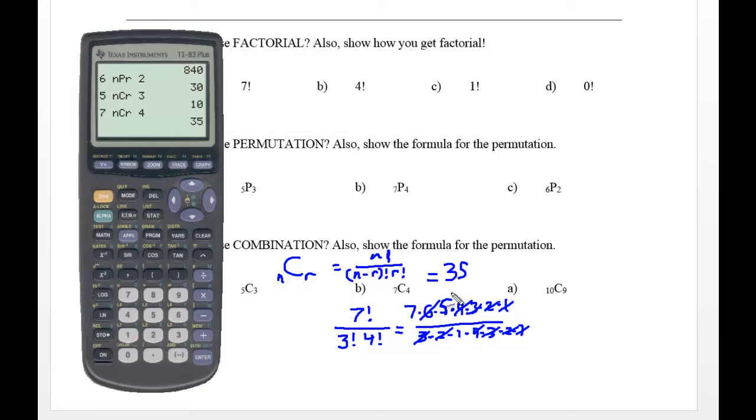There are 35 ways, and you'll note that this was 840, which means that picking 4 items in order out of 7 is a lot. But picking 4 items out of 7 without any order is significantly less, because of the overlap that can occur when you pick 4 items.